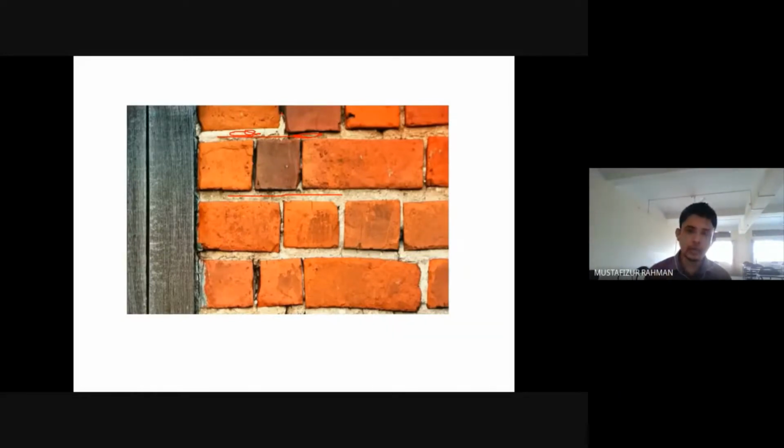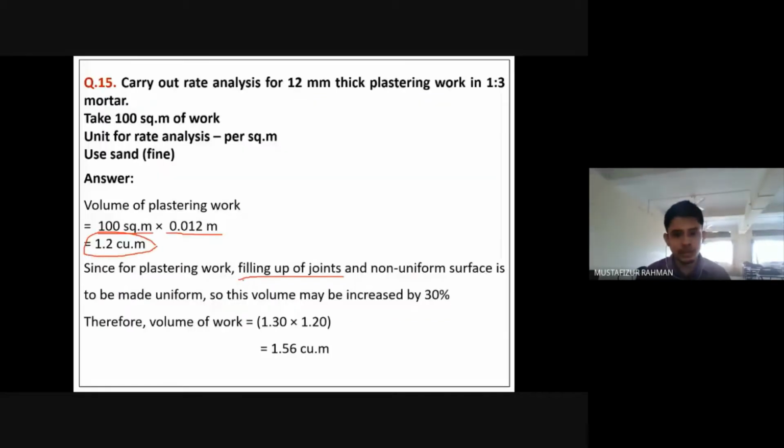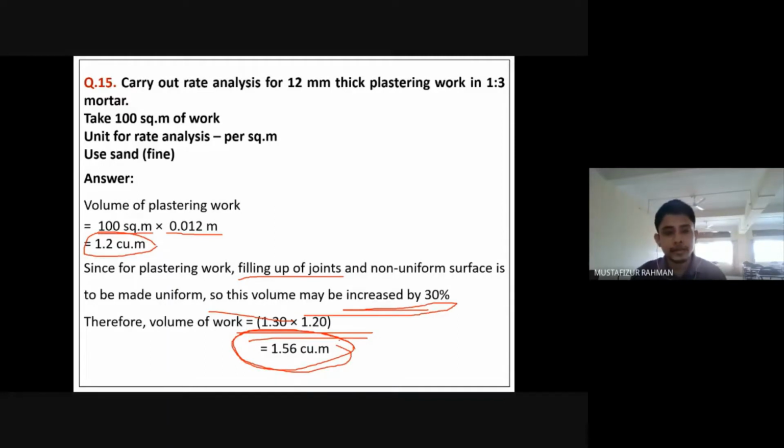So therefore, we will require extra material for this kind of unevenness. So what we are doing, we are increasing the volume by 30% because of this unevenness. If we do that, we are multiplying it by 1.3, that is, we are increasing by 30%. We get the increased volume 1.56 cubic meter.